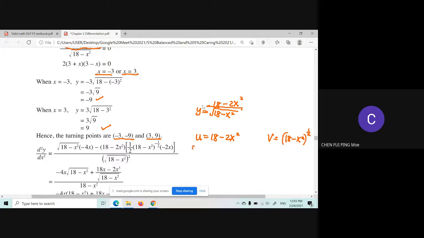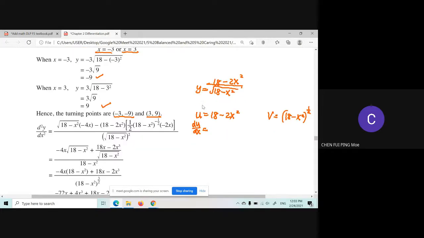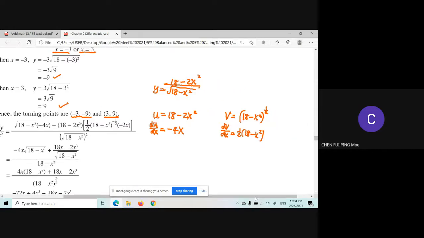So u, du dx. Differentiate 18, getting 0. Differentiate this, negative 2 times 2, you have negative 4x, just copy, power minus 1 become power 1. And then v, so dv dx, so simplify, 1 over 2 bring down, 18 minus x squared just copy down, and then need to multiply by, because this one is bracket power something, so need to multiply, differentiate the thing inside the bracket. Differentiate 18, getting 0. Differentiate this, getting negative 2x power 1.